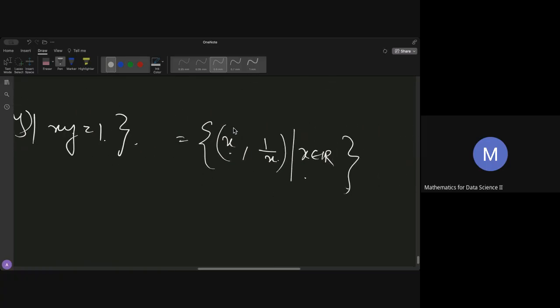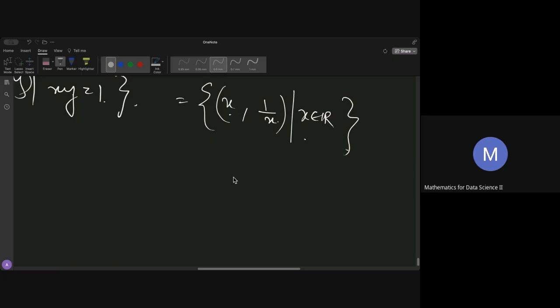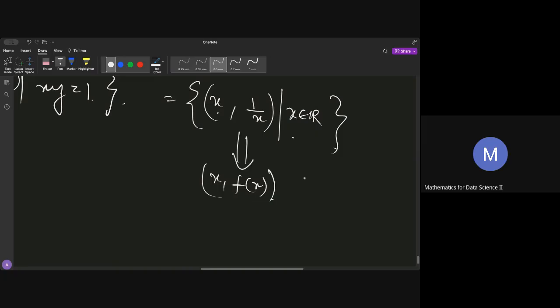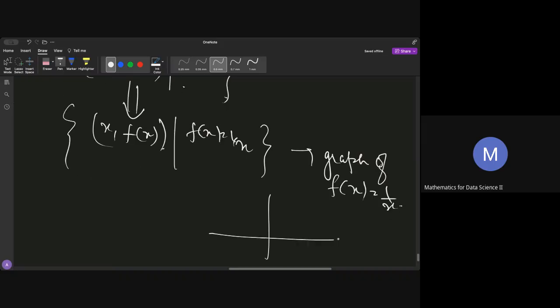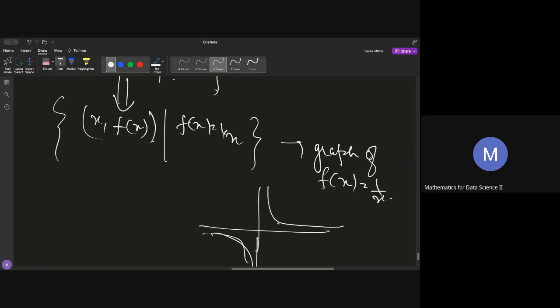So that means it's the collection of all the points x comma 1 by x. If I consider this to be f of x, because it's a function of x indeed, then these points are of this kind, where f of x is equal to 1 by x, and this is the graph of f of x equals 1 by x, right? The graph of 1 by x looks like this. So this is also a curve.